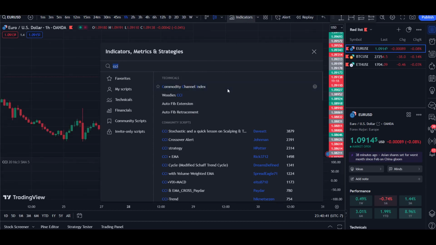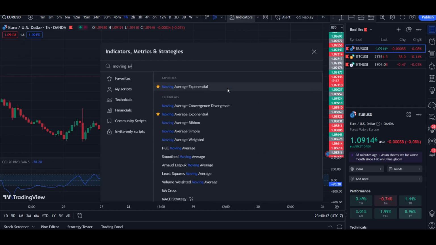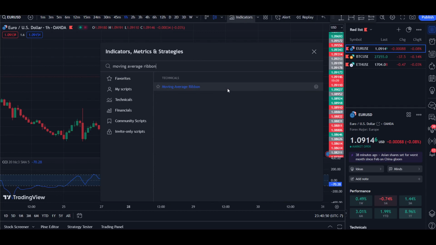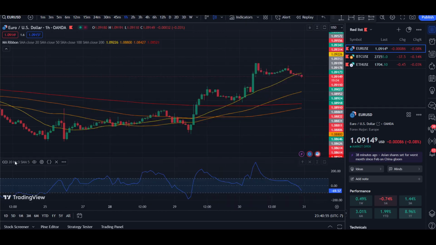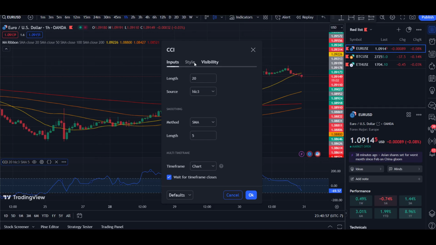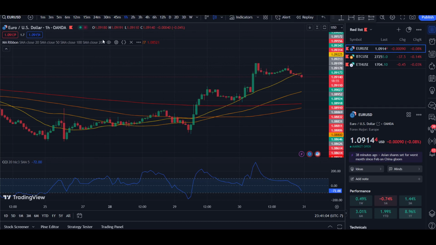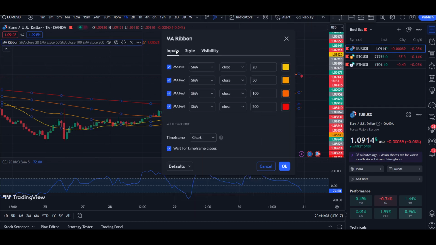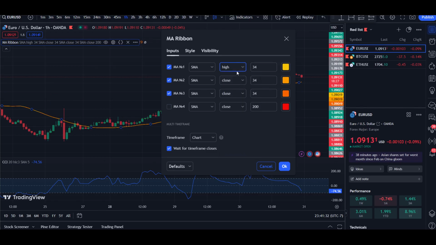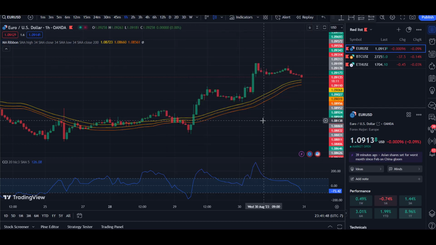I'm going to click on the very first one. The second indicator that we will be using is the moving average ribbon. Click on that. For the CCI, we're just going to leave the settings how they are. Feel free to change the style to your preference. For the MA ribbon, we're going to go over to settings. On inputs, we're only going to need 3, so we're going to uncheck the very bottom one. As for the length, we're going to change all of these to 34. The very top one, we're going to make sure it says high. The second one will be close, and the bottom one will be low. And as far as settings are concerned, that is all you need to do.